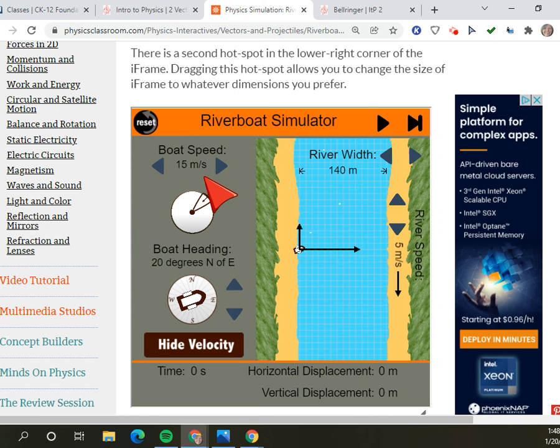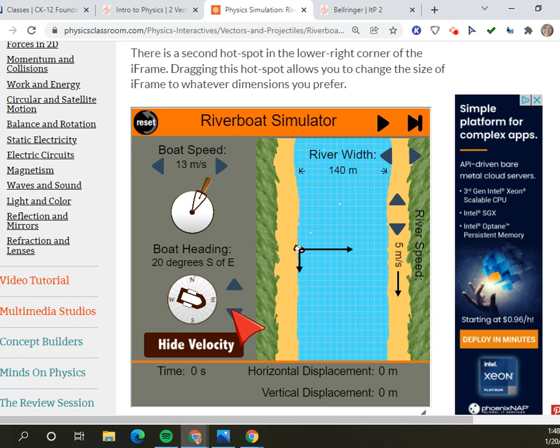What happens if I change my boat speed? What happens to those arrows? They shrink. They get smaller in magnitude. Let's change the boat heading. What do you notice about the arrows when we change the boat heading? They change also. They change the magnitude this way or that way. And then the speed changes the magnitude to make it larger.